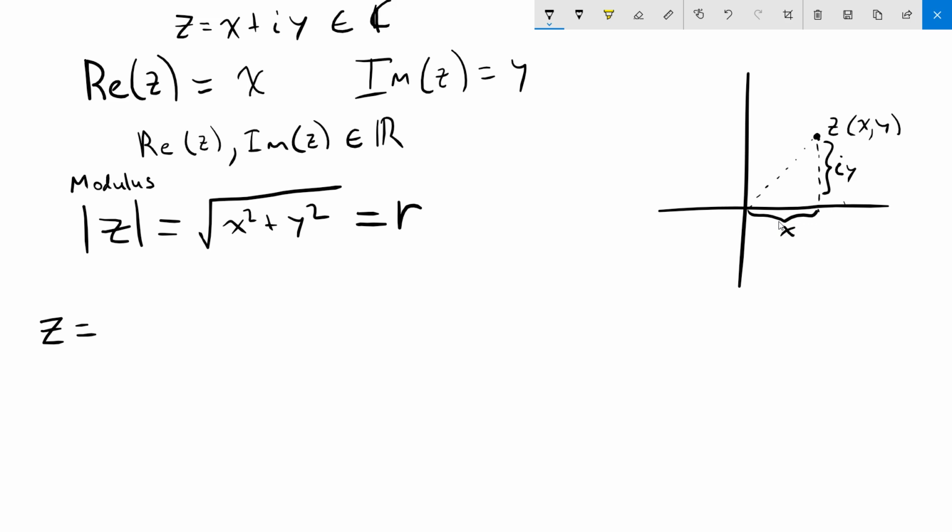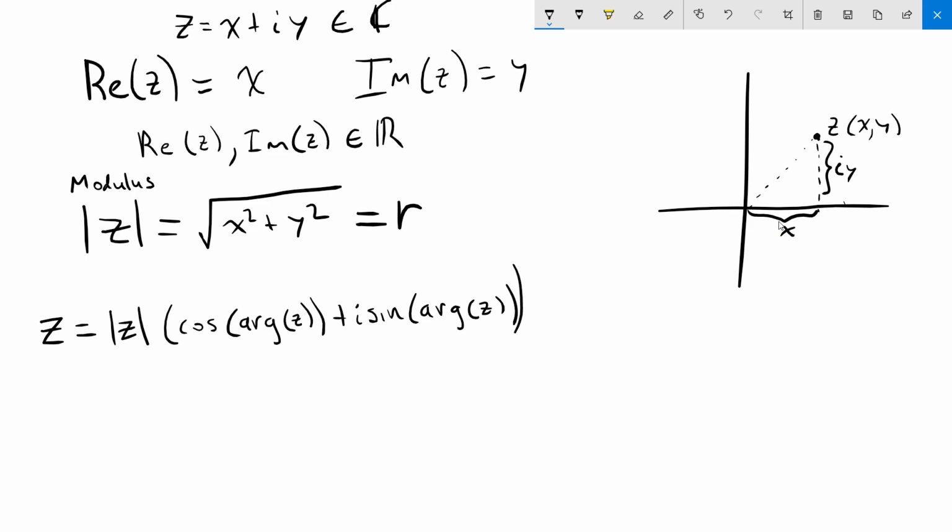If we have a complex number z, which is the same complex number up here, this x plus iy, we can actually write this as modulus of z times cosine of the argument of z plus i times the sine of the argument of z, where, remember, this is FP1 stuff. Close my brackets. Argument of z is the angle here that z makes with the real axis. So this is our argument.